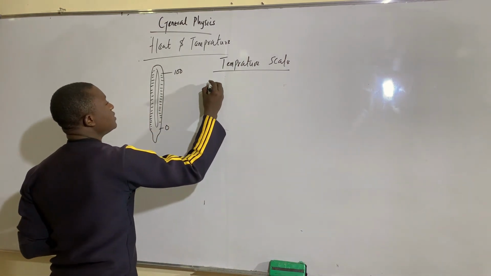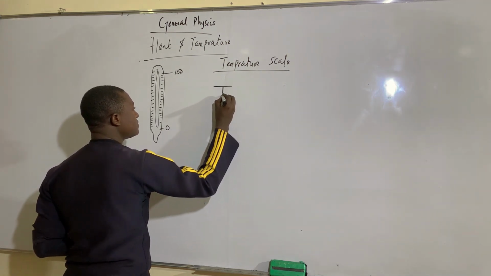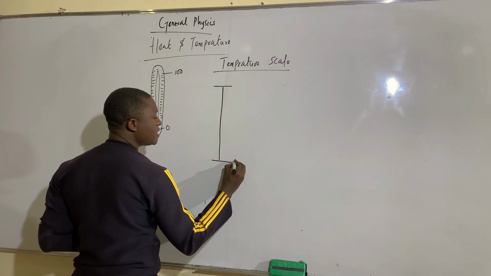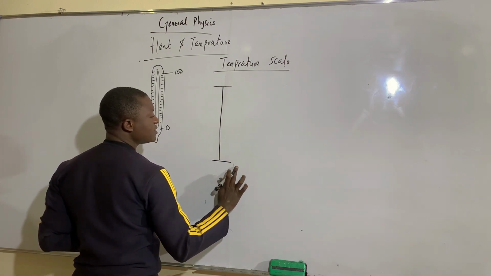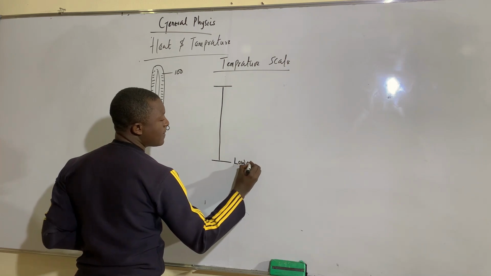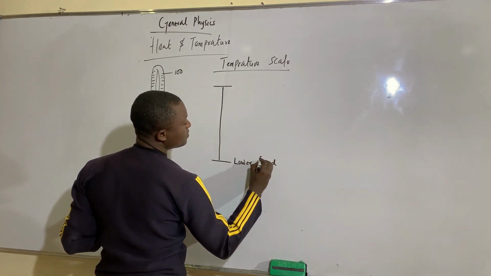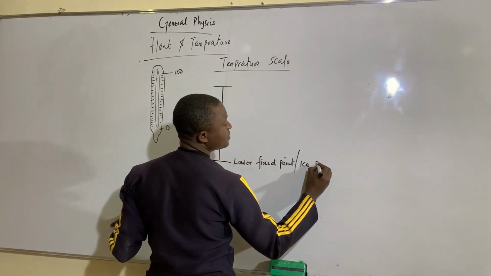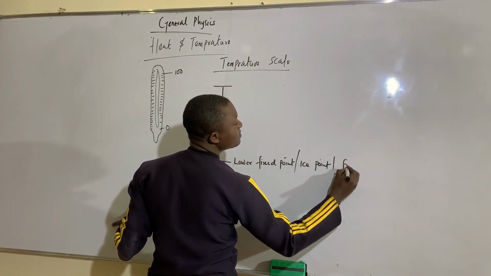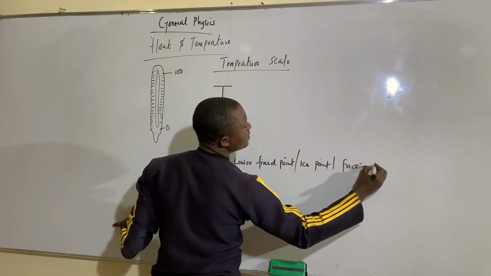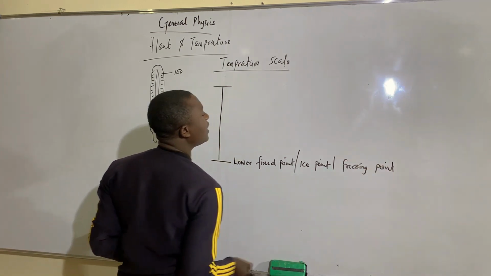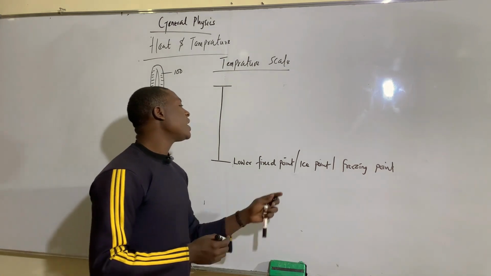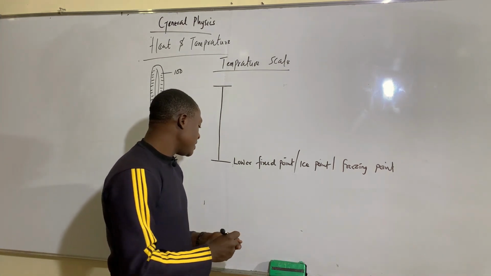So let's say this is a thermometer. Now let's say this is at one point. We call it the lower fixed point. Sometimes we call it the ice point. Still the same thing. Or they can call it the freezing point. So you have to take note of these three terms. You can use any of these three. Either they use lower fixed point, or ice point, or freezing point.